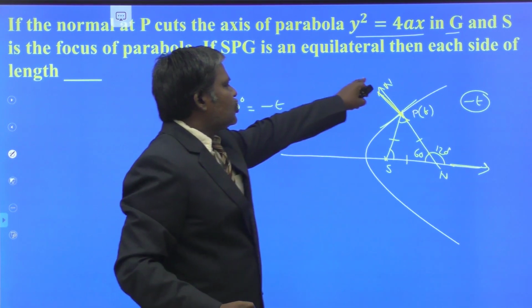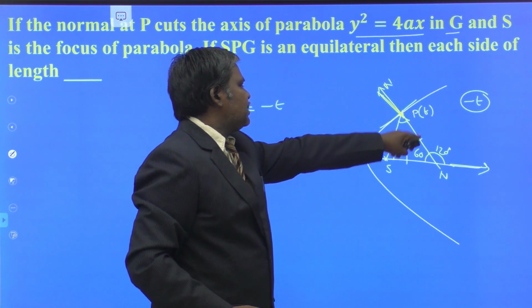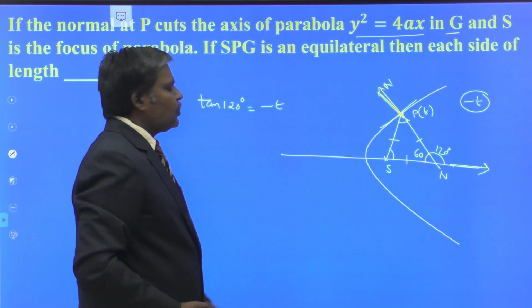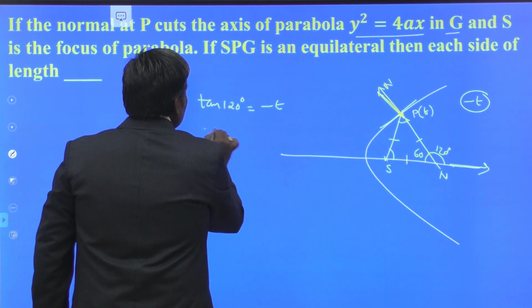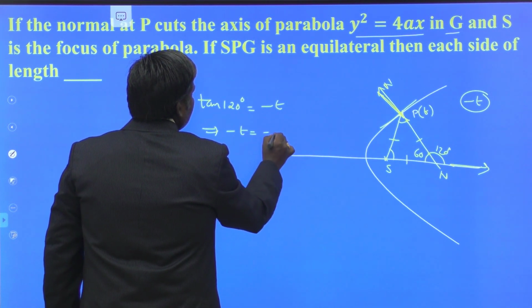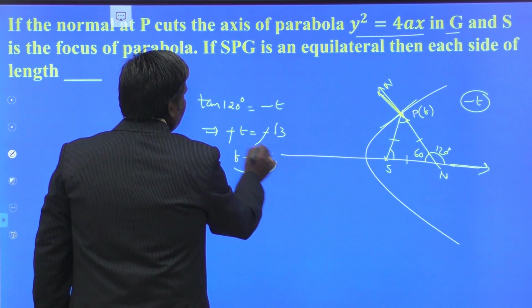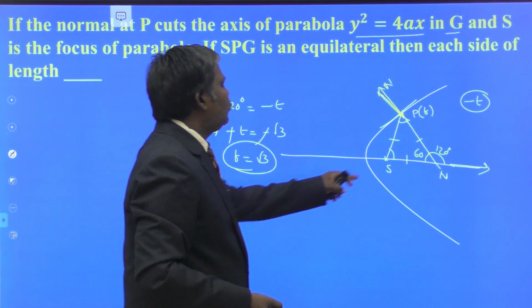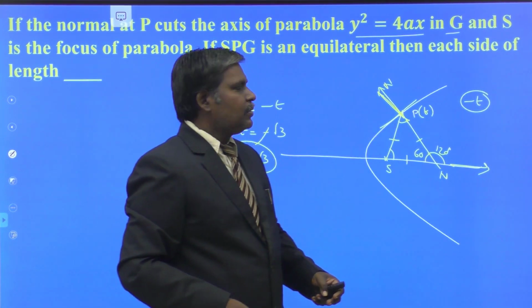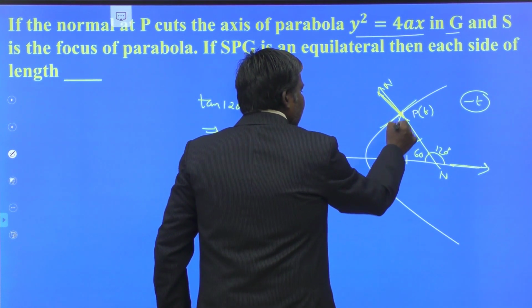So tan 120 degrees is equal to minus t. Am I correct or not? Slope of the normal at t is what? Minus t. But from that figure, that is equal to tan 120 degrees. So minus t is equal to minus root 3. So the value of t is root 3. Once you have the t value, can you find the length of the side or not? So this is the length of the side.